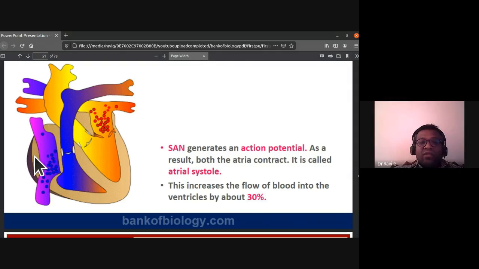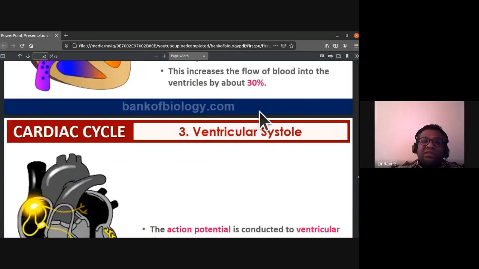In atrial systole, the sinoatrial node, the SAN, generates an action potential. As a result, both the auricles contract. It is called atrial systole. So there is more blood flowing into the ventricles because of this auricular systole, and this increases the flow of blood into the ventricles by about 30%.